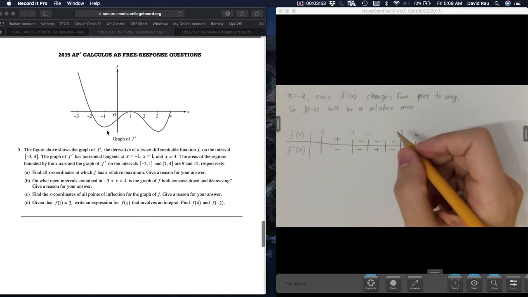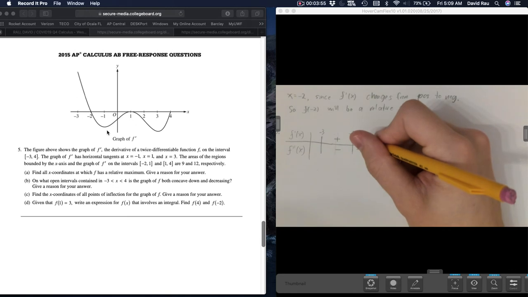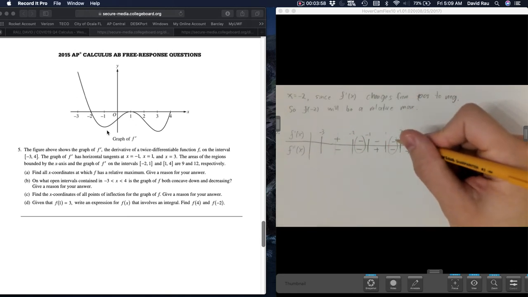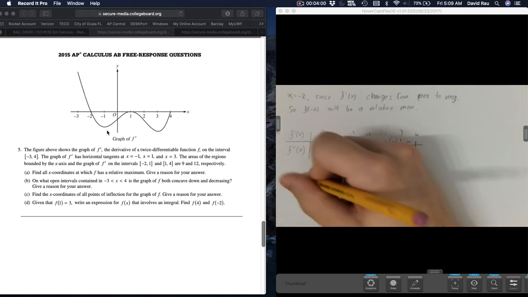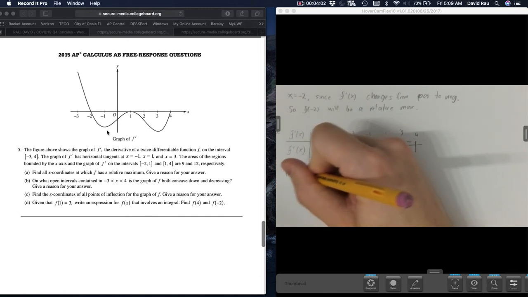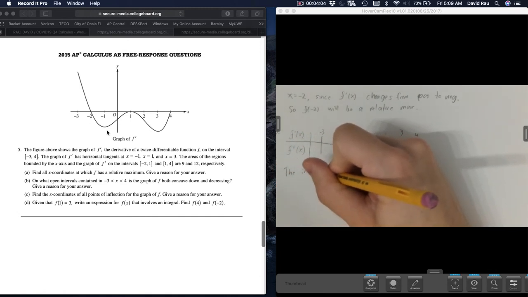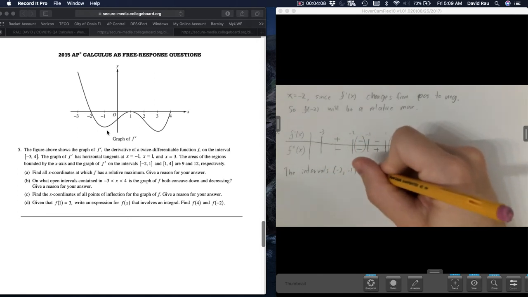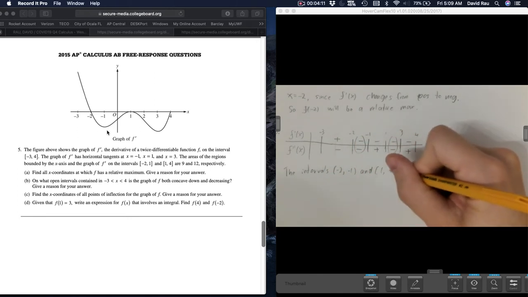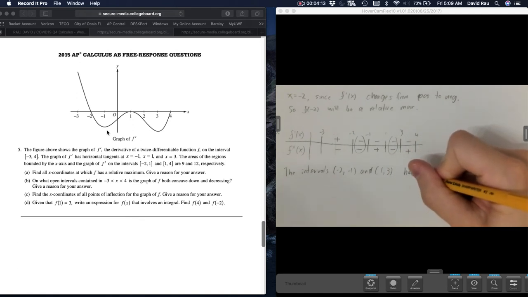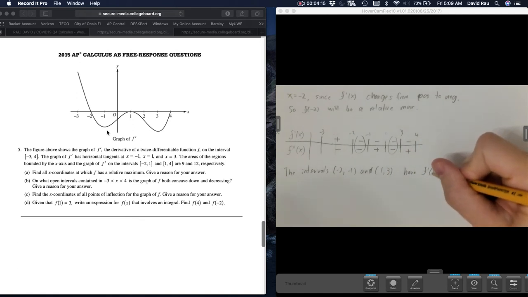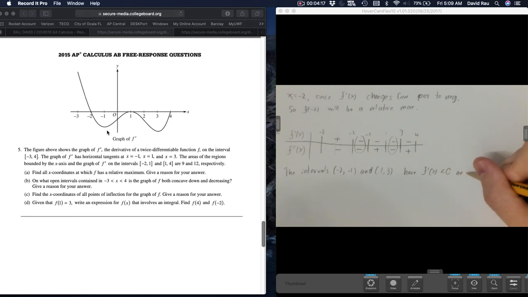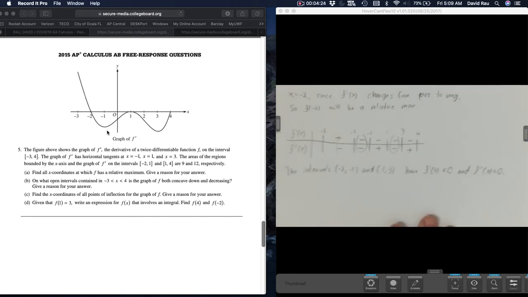And so, let's see here, what we can see is these are our open intervals, where it's both decreasing and concave down. So the intervals -2 to -1, and 1 to 3 have f prime of x less than 0, and f double prime of x less than 0. In other words, decreasing and concave down. Okay.